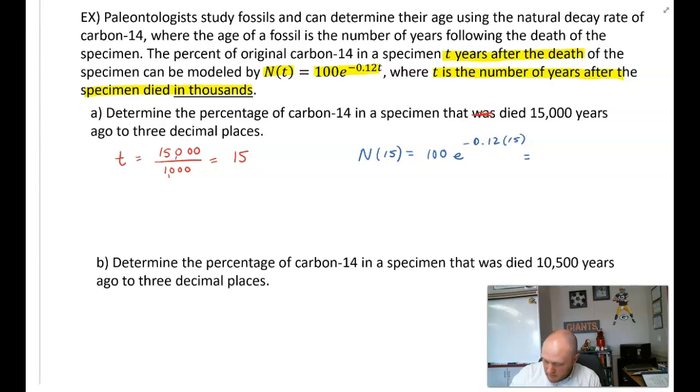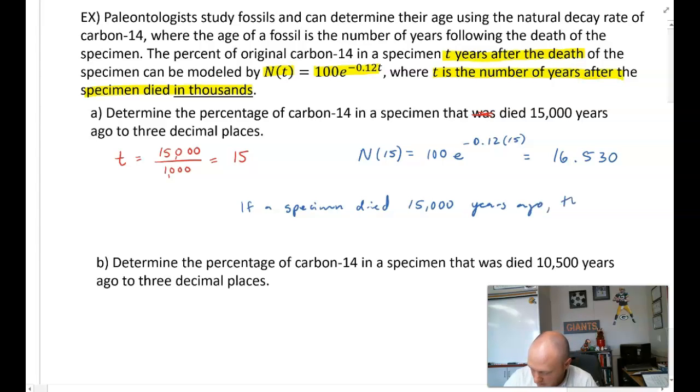Okay, and we get 16.529, but if we round, that's going to be 16.530. Okay, so there's our answer. So if a specimen died 15,000 years ago, there will be about 16.530% carbon-14 left.